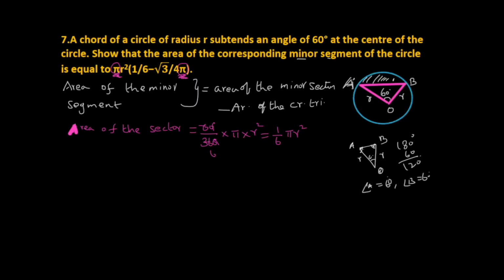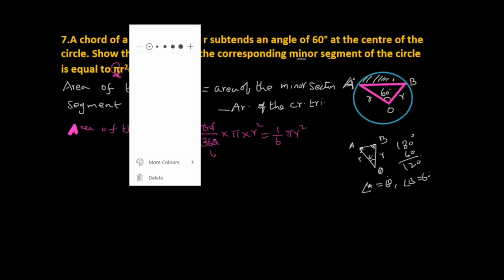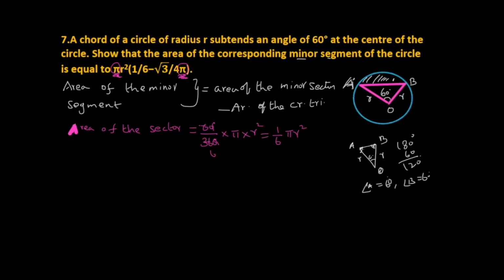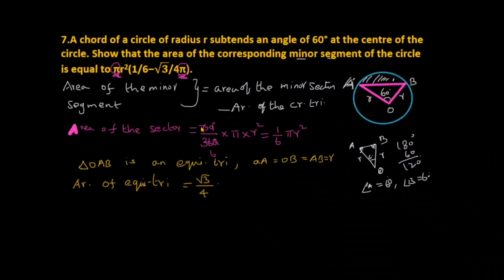Next, we need to find the area of the corresponding segment. For finding that, we need to find the area of the triangle. Triangle OAB is an equilateral triangle. So OA is equal to OB is equal to AB is equal to R. So we know that the area of an equilateral triangle is equal to root 3 by 4 side squared, A squared.